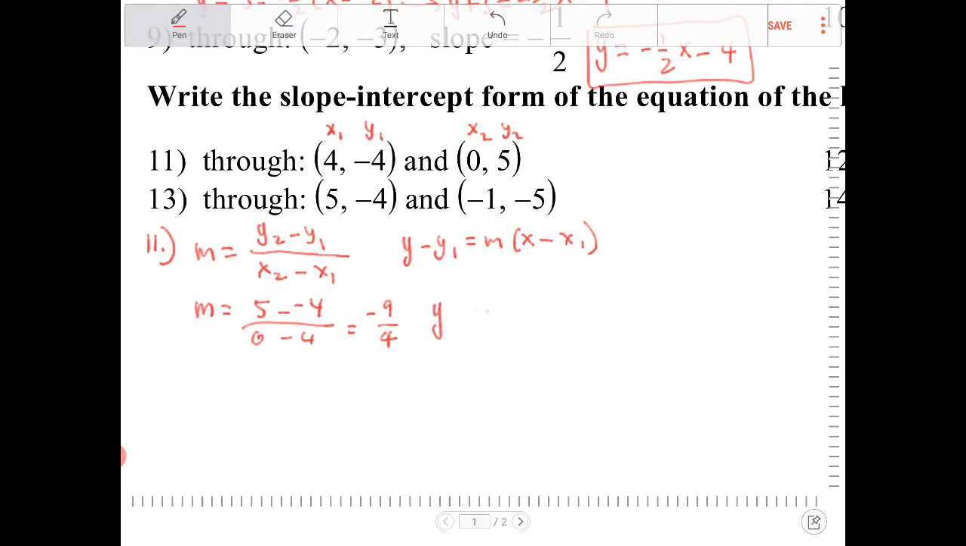The equation of a line is y minus... actually, I want to use x2, y2 here, just because I noticed that the x coordinate there is 0. So y minus 5 is equal to negative 9/4 times x minus 0. What I'll end up with is y is equal to negative 9/4 x plus 5. As you can tell, (0, 5) is actually the y-intercept. The x coordinate is 0, and the y coordinate is 5. So this is the answer to question number 11.